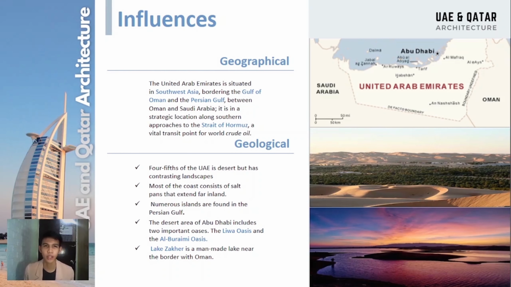For the geological influences, 4/5 of the UAE is desert but has contrasting landscapes. Most of the coast consists of salt pans that extend far inland. Numerous islands are found in the Persian Gulf. The desert area of Abu Dhabi includes two important oases, the Liwa Oasis and the Al Buraimi Oasis. And also the Lake Zakr is a man-made lake near the border of Oman.